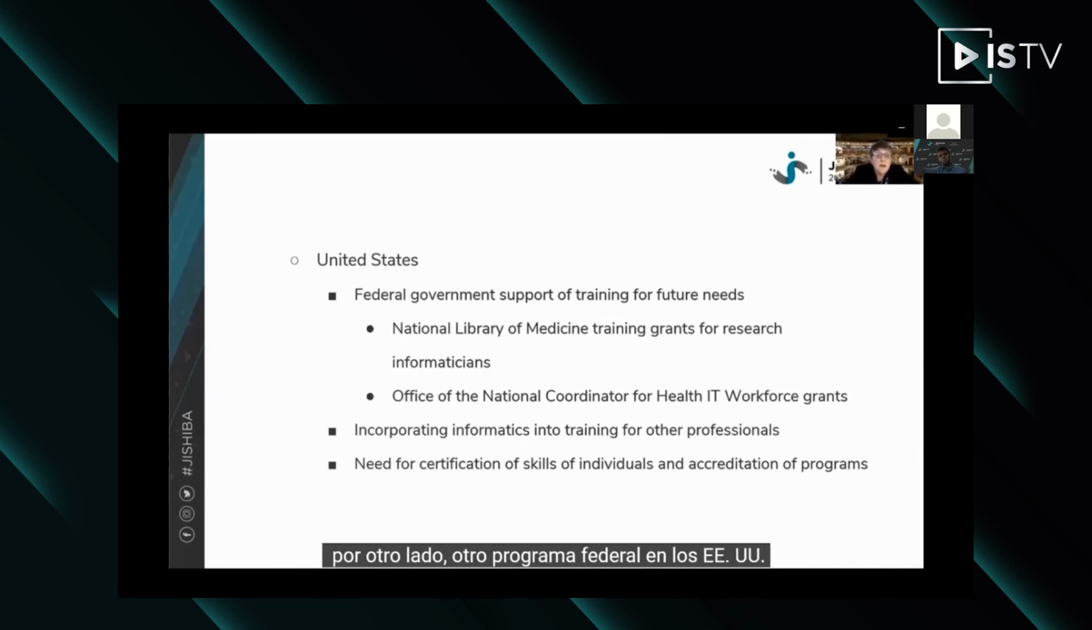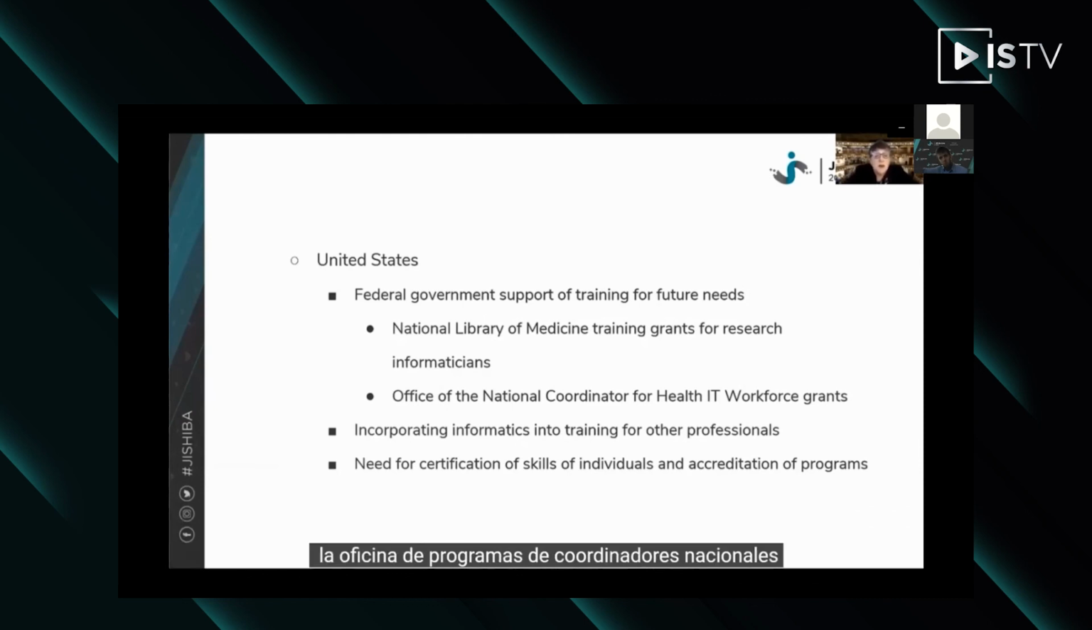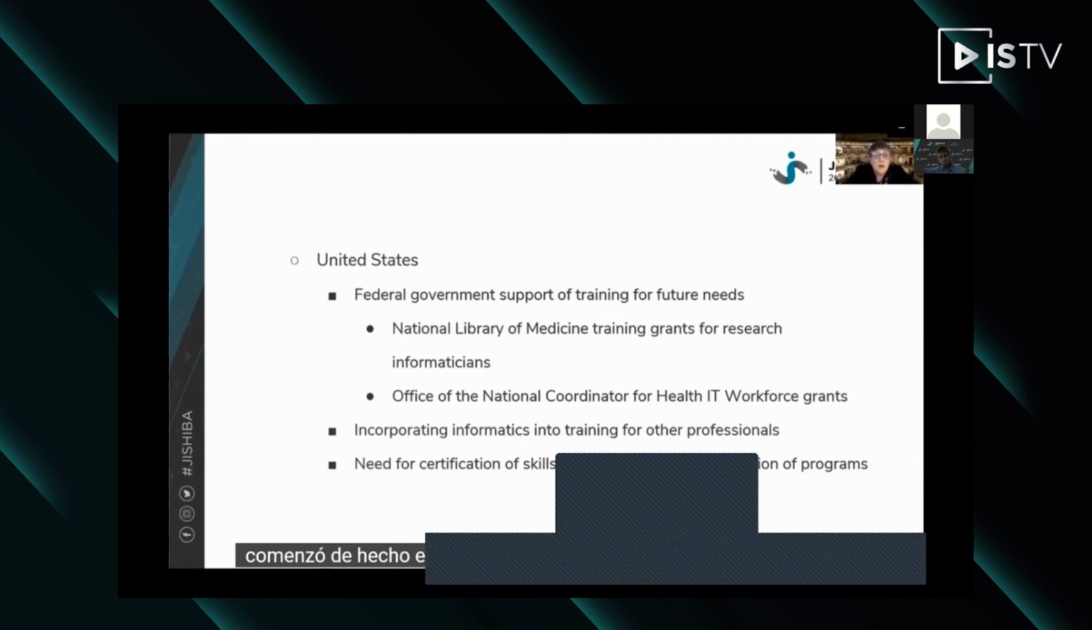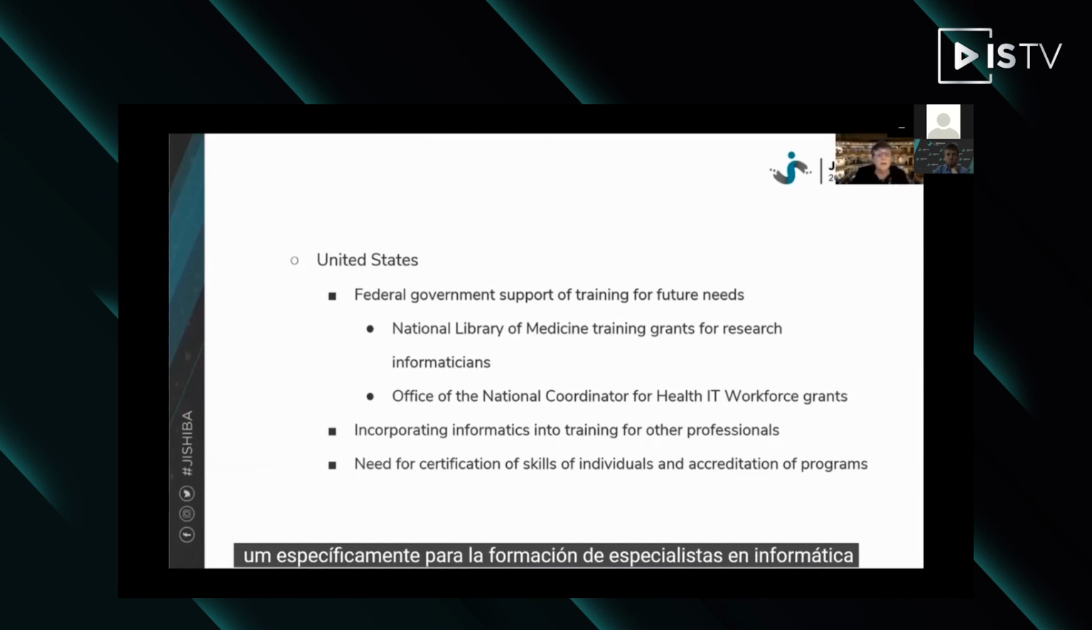On the other hand, another federal program in the US was the Office of the National Coordinator for Health IT. While the National Library of Medicine programs began in the early 80s, the Office of National Coordinator programs began in 2010. And there were a number of programs that they had, but again, they were anticipating operational health IT training. So that's with the federal government beginning the programs specifically for training informatics specialists.